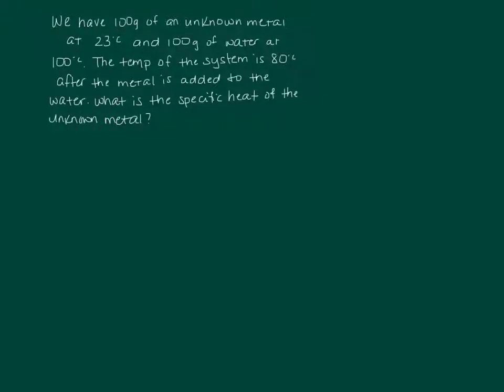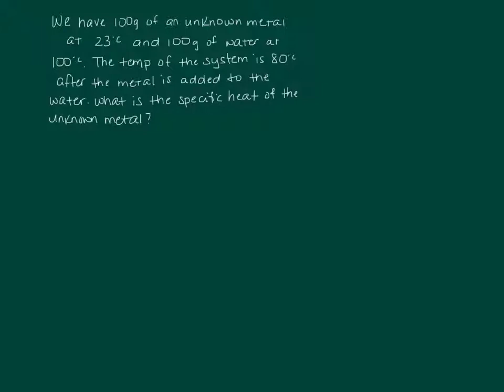Okay, so there's another way that we can use Q equals mcΔT. If we have a question like this: 100 grams of an unknown metal at 23 degrees Celsius and 100 grams of water, or 100 milliliters of water, at 100 degrees Celsius, and the temperature of the system is 80 degrees Celsius, meaning the water and the metal are at 80 degrees Celsius after the metal is added to the water. What is the specific heat of the unknown metal?